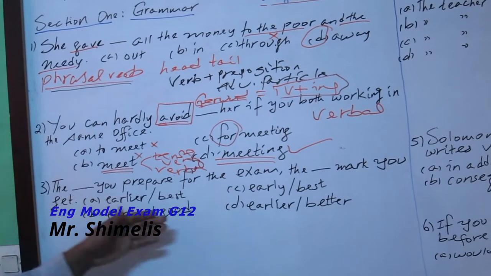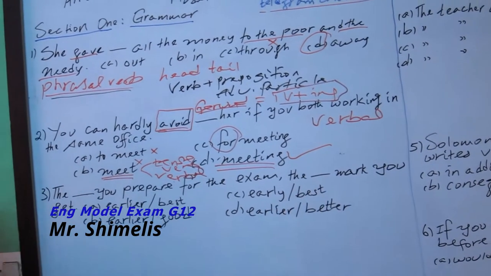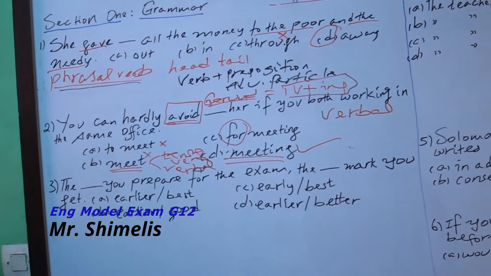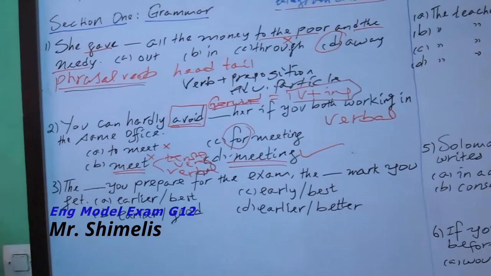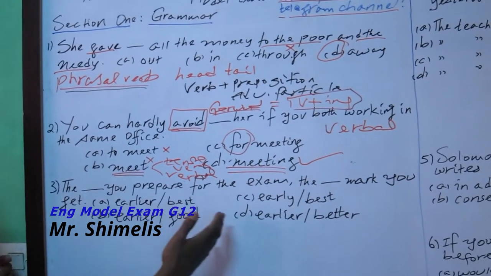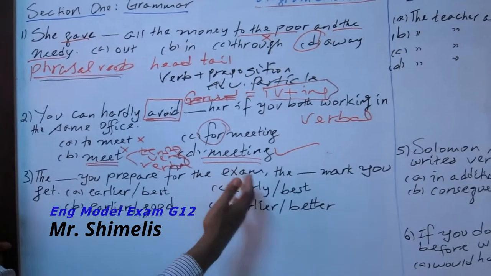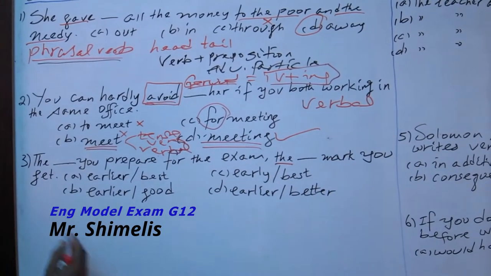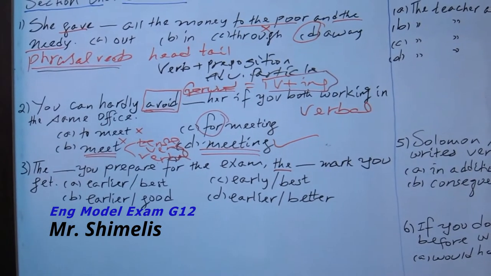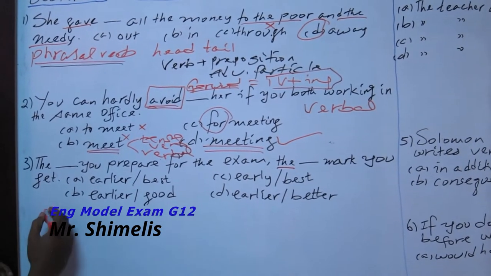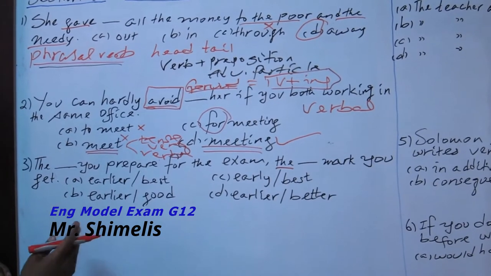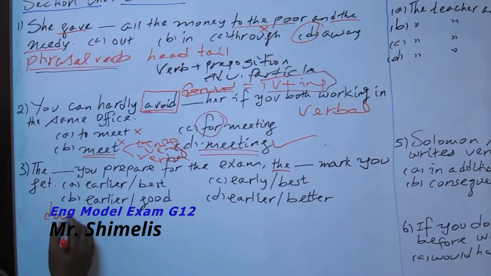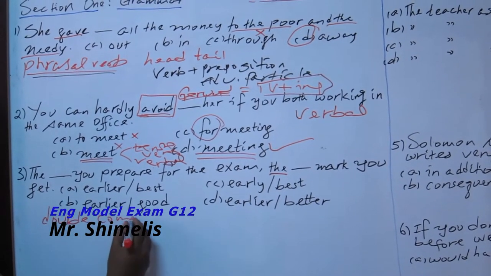The dash you prepare for the exam, the dash mark you get. Now when you see this, I think you can clearly see two equivalent expressions, two equivalent structures. The first structure, the dash you prepare for the exam, and next, again, it starts with the dash mark you get. This is again taken from the grammar aspect which says parallel comparison or double comparison.